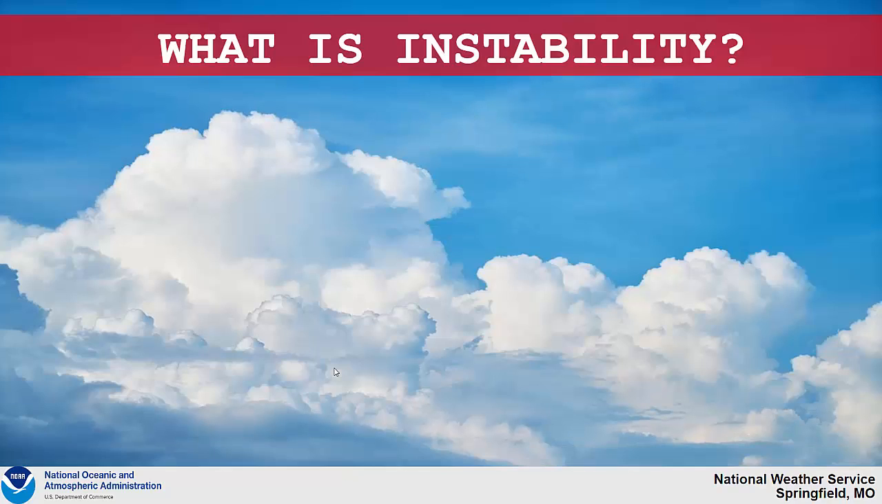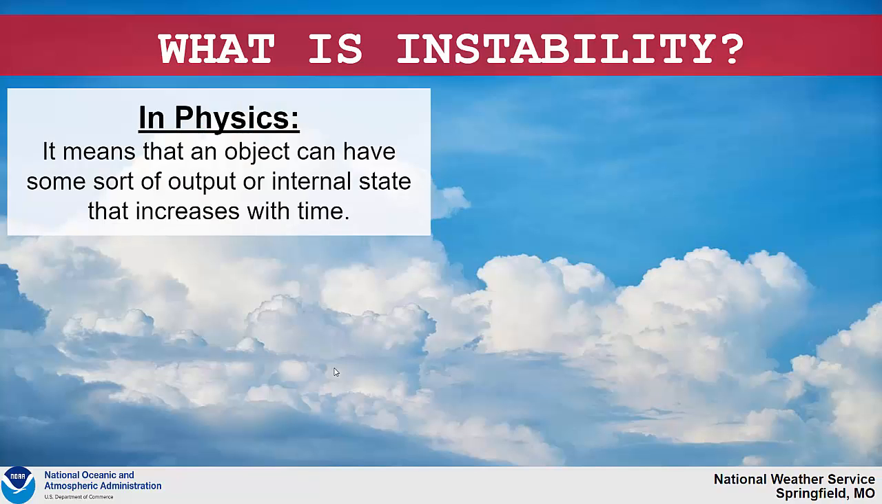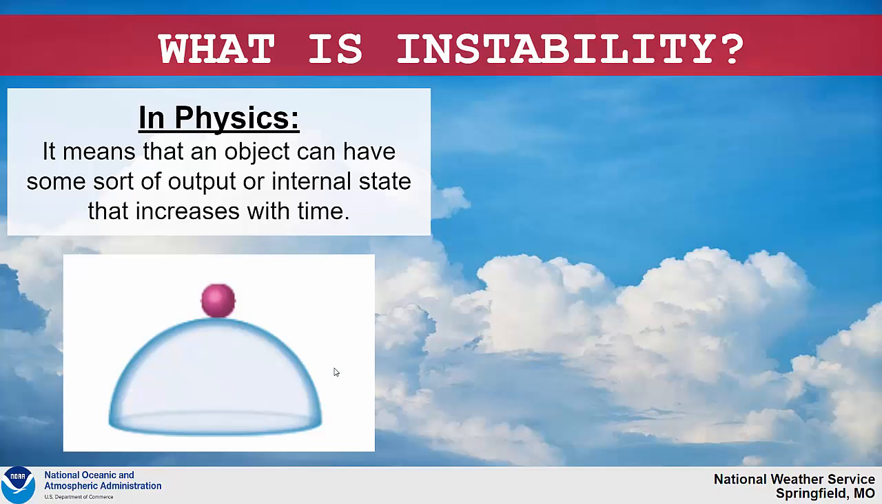So first up, what exactly is instability? Well, it actually means different things depending on which line of scientific work you are in. In physics, it generally means that an object or system can have some sort of output or internal state that increases with time. For example, this ball resting on top of a bowl has instability. At the moment, it is at rest, but if you were to nudge it, it would fall and accelerate downward all on its own, thanks to gravity.